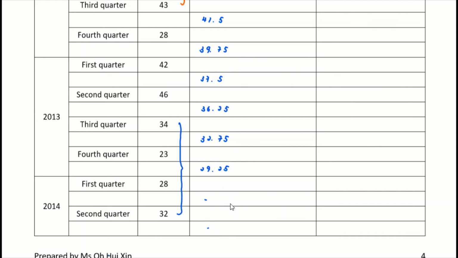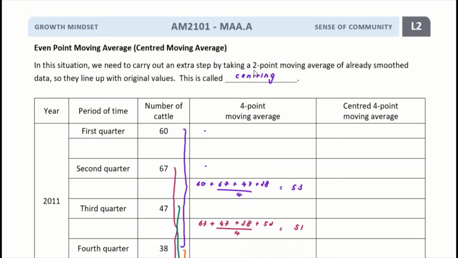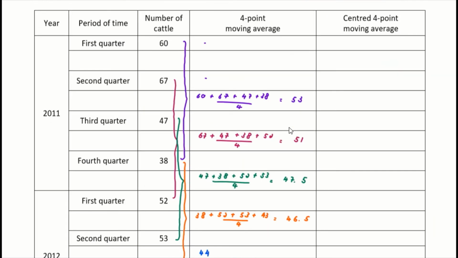Okay, so after we get the numbers, you realize that there's some misalignment of the numbers after we do a moving average, according to the measure of the time that we have here. So this is like in the middle of some way. So what we need to do is carry out one more step, which is doing a 2-point moving average for the smooth data. How do we do that? It is basically finding the average of the average. Which means that we now need to find the center point of the moving average. Then after that, we can align it back to the measure of time.